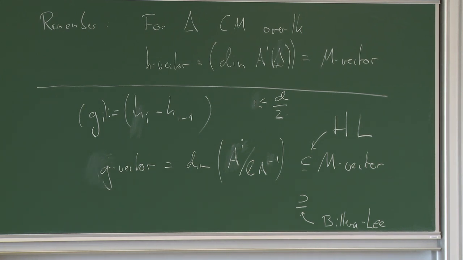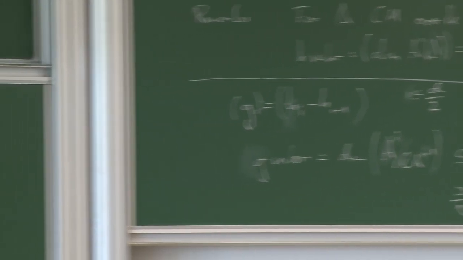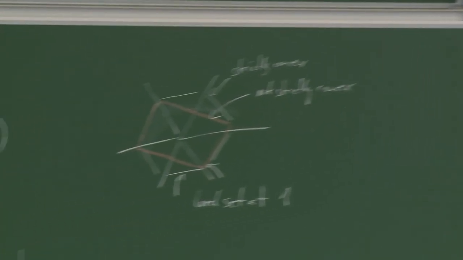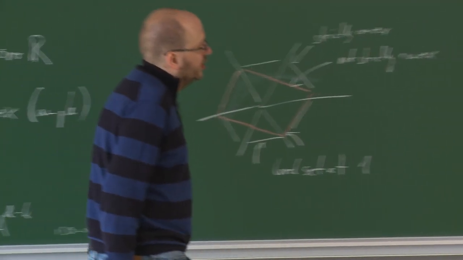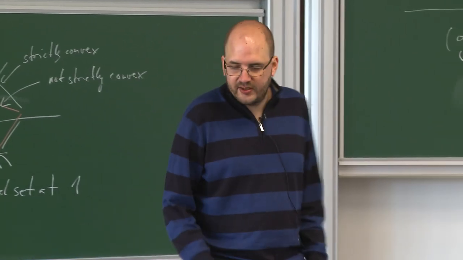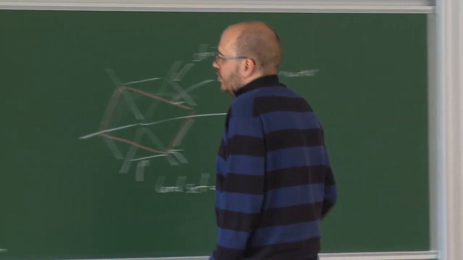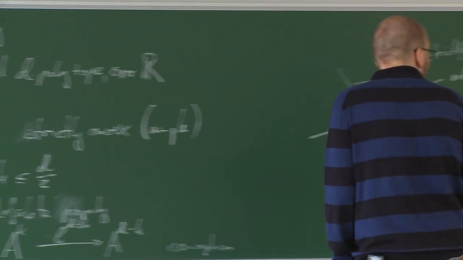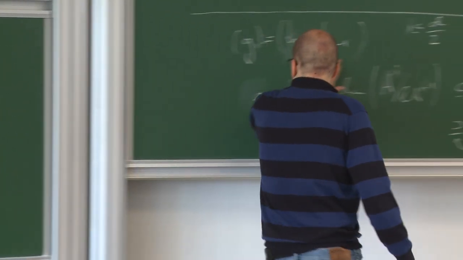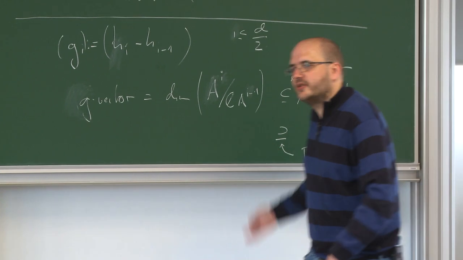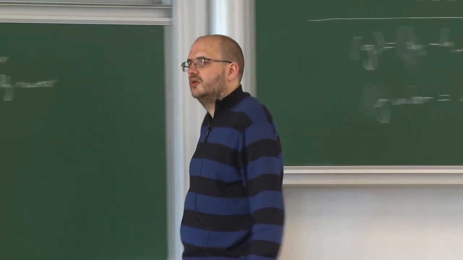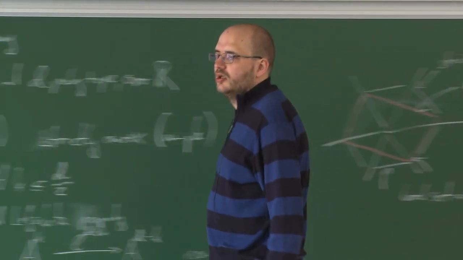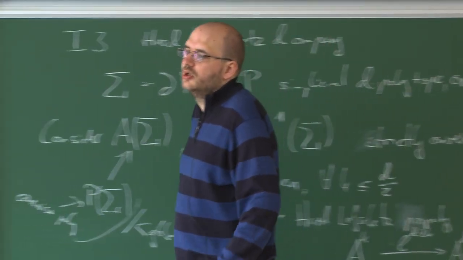For any M-vector, there is a simplicial polytope whose G-vector, the successive differences of the H-vector, realizes it. So this monotonicity up to half will be uniform Cohen-Macaulay?